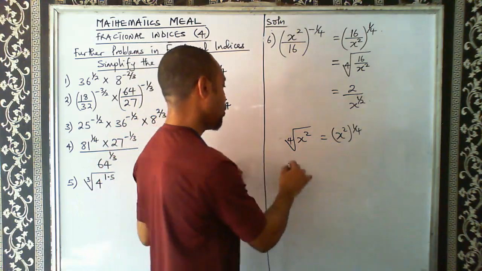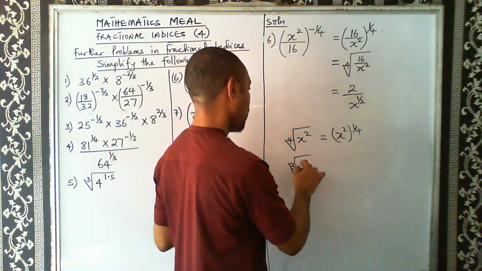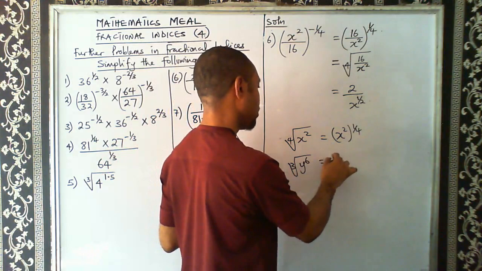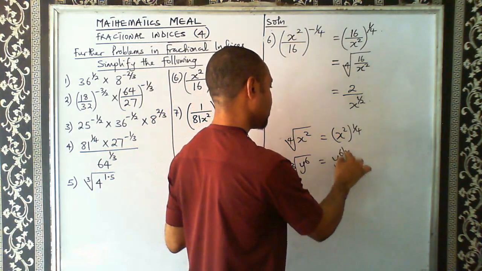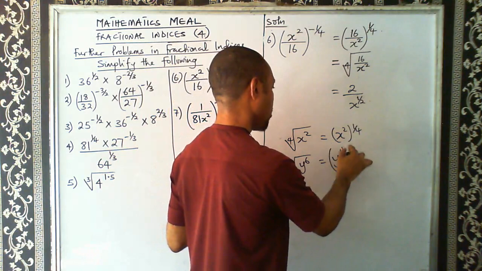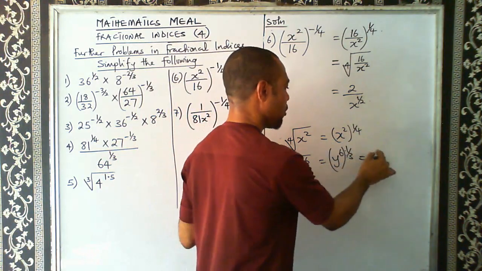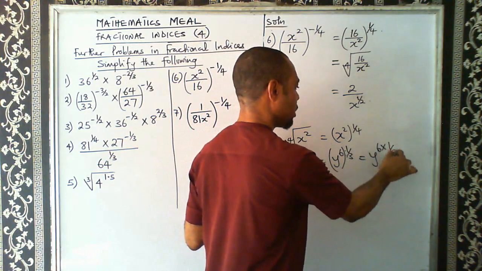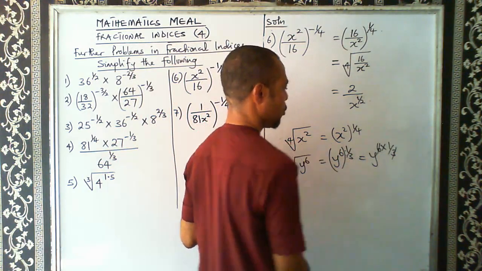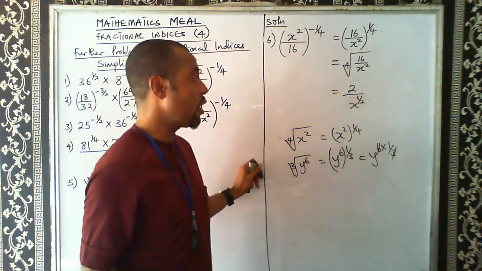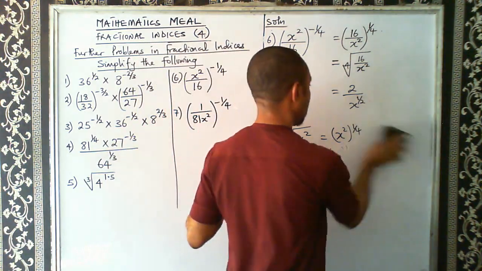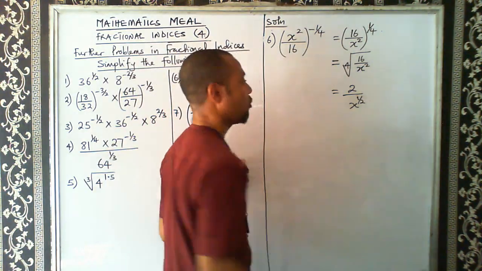So if I have cube root of y raised to power 6, it's just y raised to power 6 times 1 over 3. And at the end of the day, using power of power law, this times 1 over 3, we divide, we now have 2. So that's how to find 4th root of a letter, or any root of a letter.